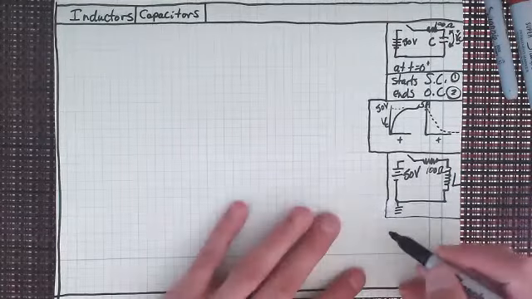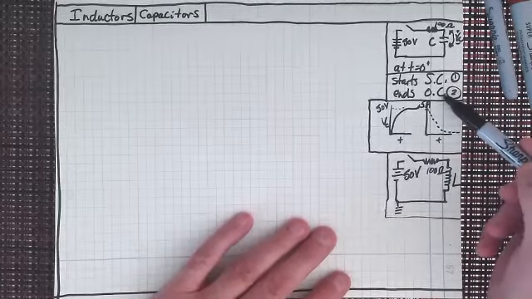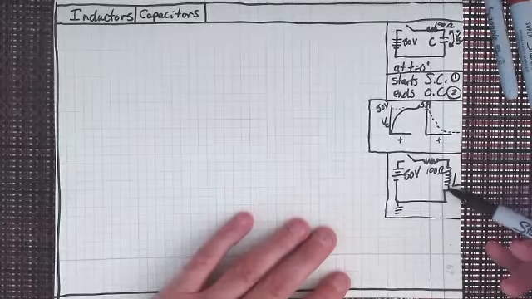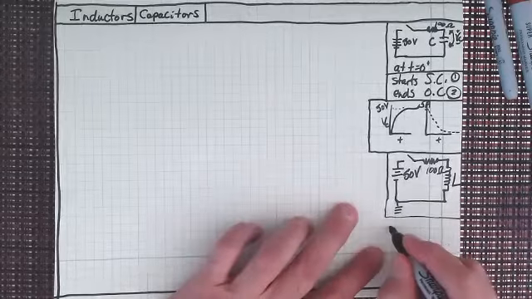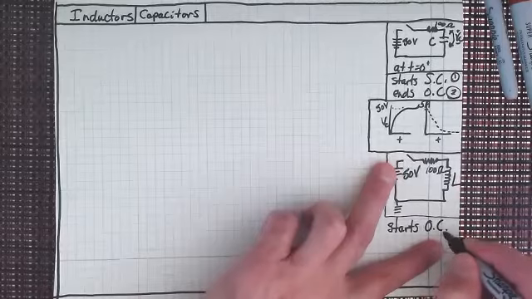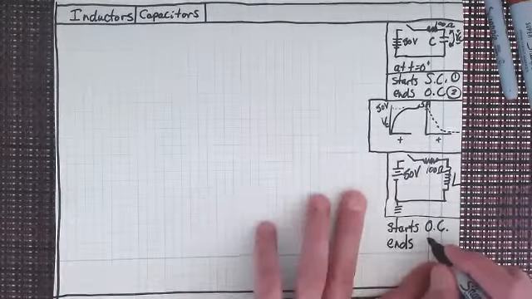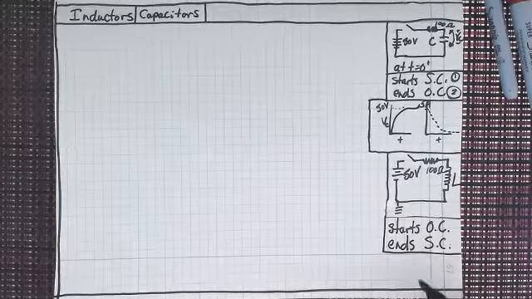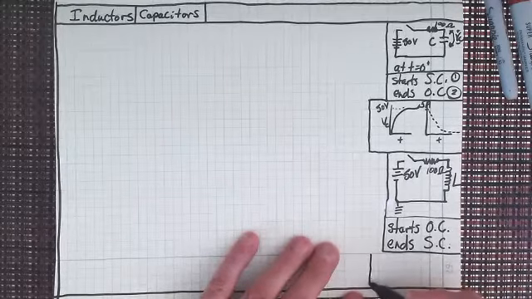I know what you're thinking. God, if the capacitor starts as a short circuit and ends as an open circuit, does the inductor do the same thing? Does the inductor start as a short circuit and end as an open circuit? No. The inductor starts as an open circuit and it ends as a short circuit. Okay, let's look at a couple graphs of that.